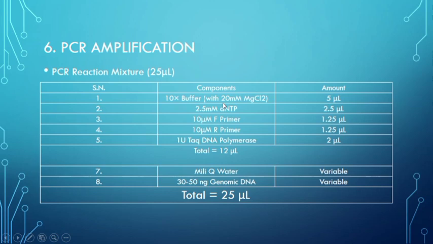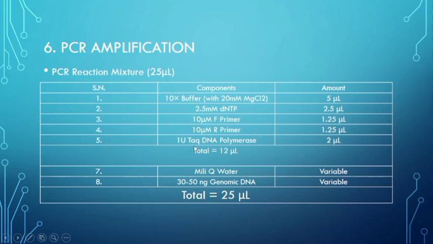This 10x buffer, you generally get mixed with 20 millimolar MgCl2. You need it in an amount of 5 microliter. Then further 2.5 millimolar dNTP, 2.5 microliter. Then both forward and reverse primer of 10 micromolar, 1.25 micromolar. And the fifth one is Taq polymerase.